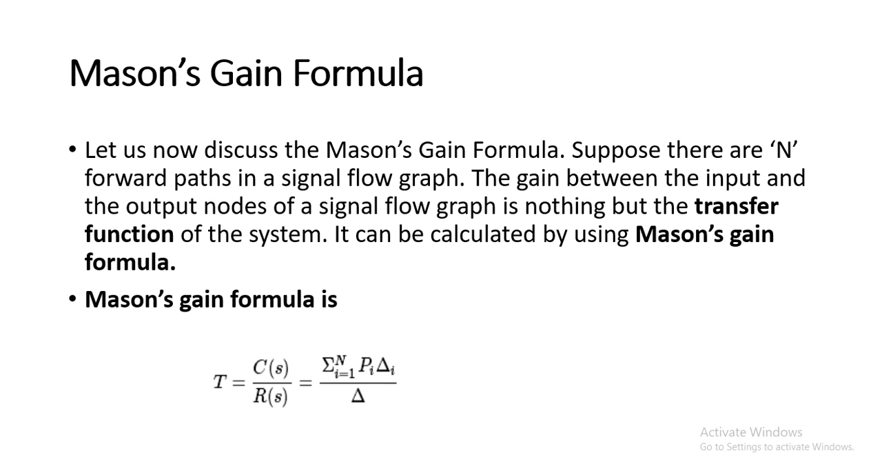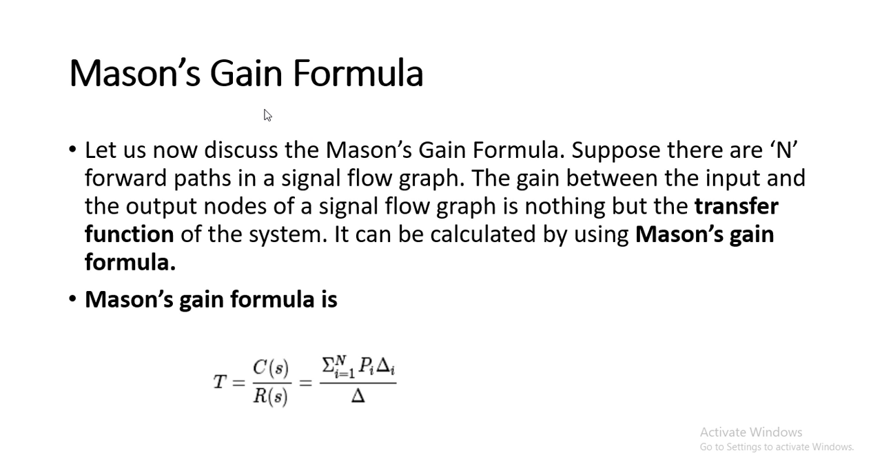I think you have gone through the last lecture in which we started the example based upon signal flow graph, and we started solving it using Mason's gain formula. Okay, so let us see again what the Mason's gain formula is and let us complete that example.